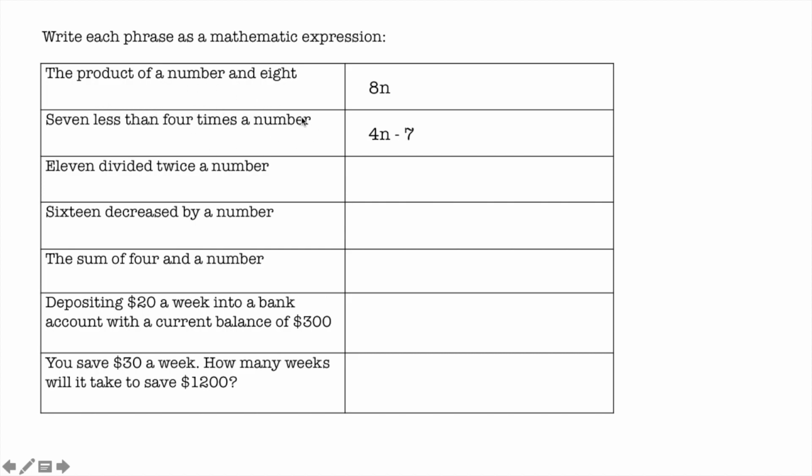So that tells you need to write the 4n first because 7 is being subtracted from it. It's not going to have negative 7 first and then plus the 4n at the end. You're subtracting the 7 from the 4n.